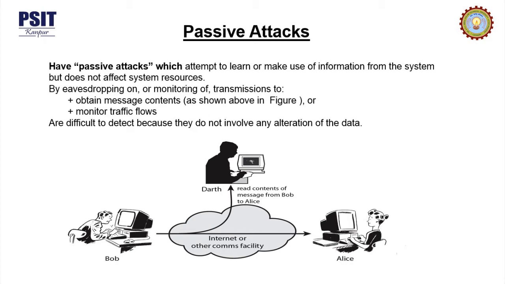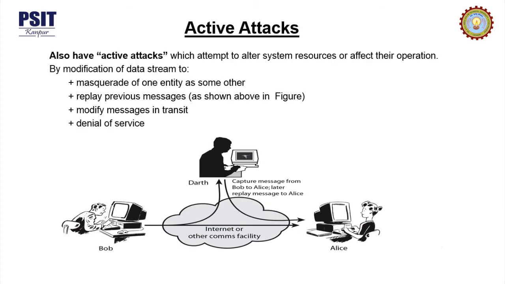As you can see in the diagram, there is one sender named Bob who sends messages to the receiver named Alice through the internet. There is another person on the network, Darth, who is continuously reading the contents of the messages from Bob to Alice, and he is trying to get information by analyzing the content that he has read and identified from the messages transmitted from Bob to Alice.